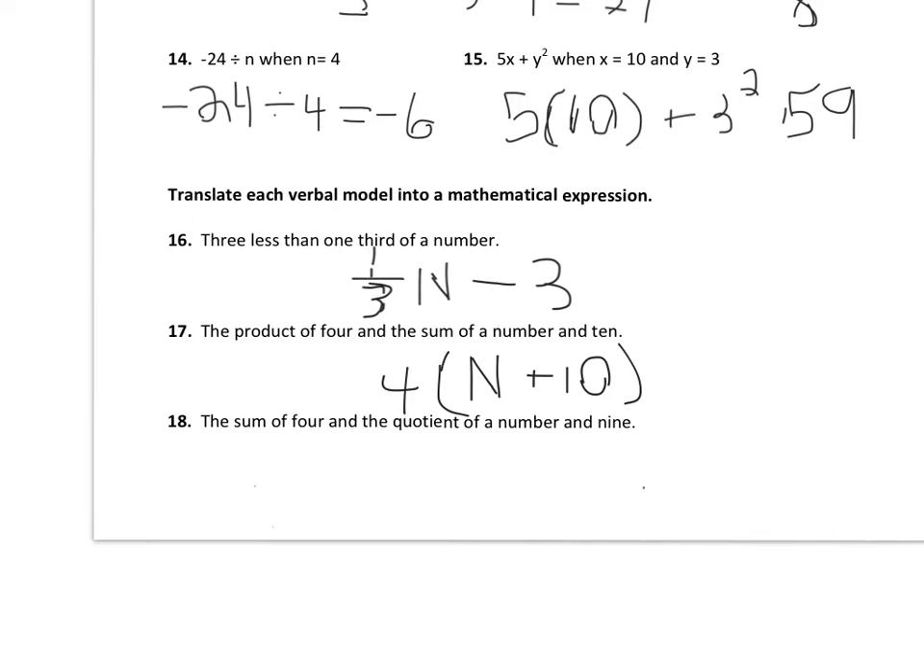Number 18 and the last one on this first page, the sum of 4 and the quotient of a number and 9. So I would do the quotient of a number and 9. I'm going to put n on the top here, divided by 9, and then I have the sum of 4. So I'm going to put that plus 4 at the end here. That completes the first page. Let's go to the second page.